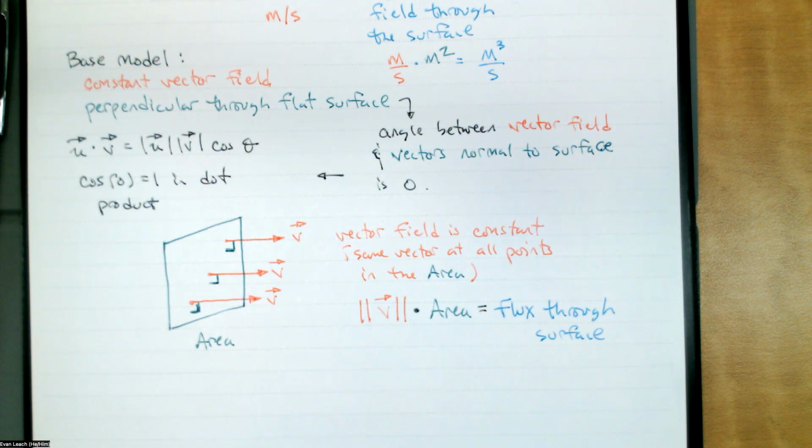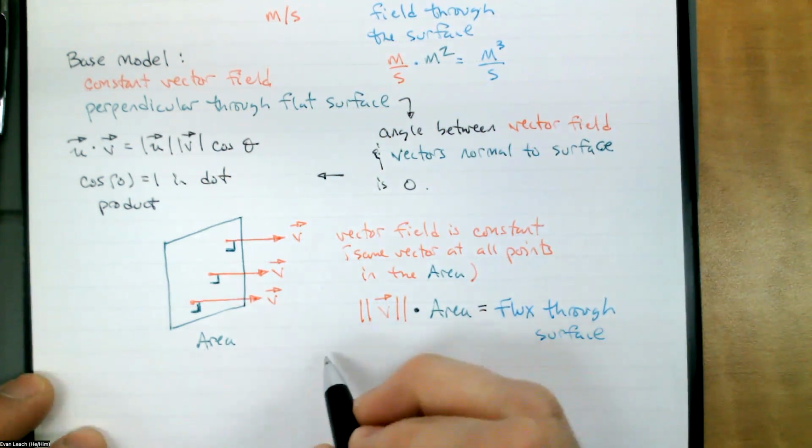We're just using regular multiplication because the angle between the vector field and the vector normal to the surface is equal to 0. So the cosine of theta is 1. So we don't need the cosine in this dot product. Cosine of theta is 1.